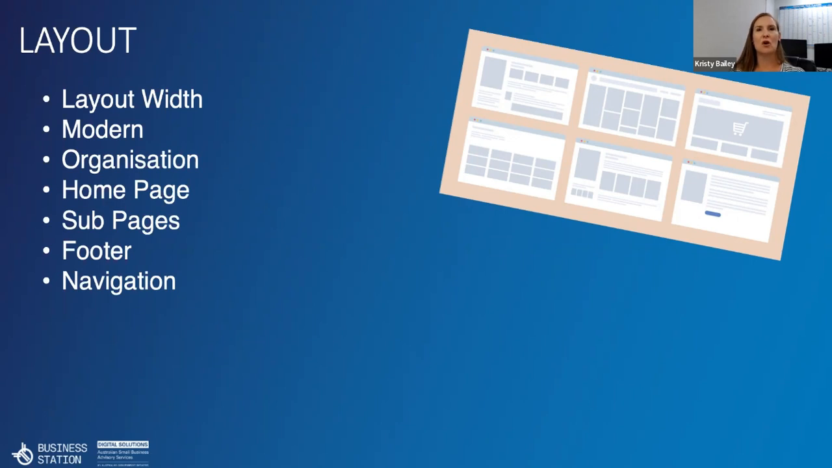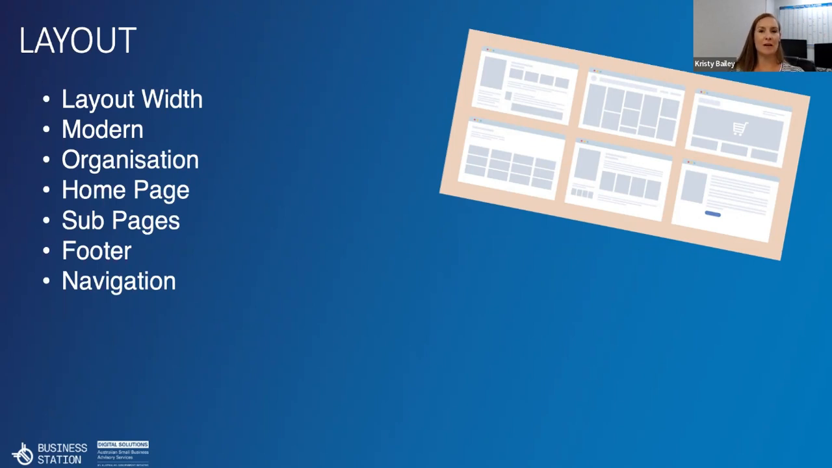So making sure that your content, and the sections and subsections that your content might be in, is well organized within your existing layout. Your homepage should feature your most important content, so that people can get a real sense of who you are just by looking at that homepage, because that will encourage them to go that next step.